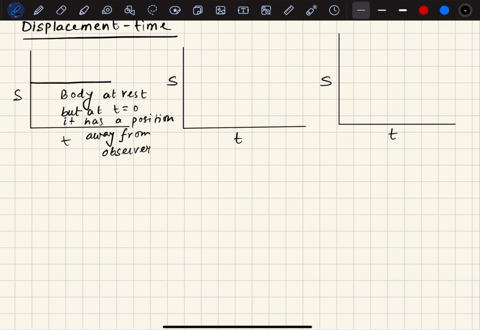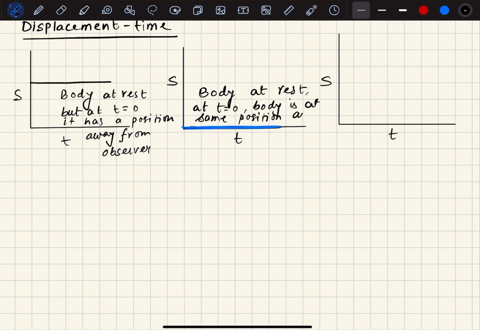Okay, next, if this is the graph, this one, let's make it another color. If this is the graph, then it is also body at rest, and that's it. At t equal to 0 the body is at the same position as the observer.